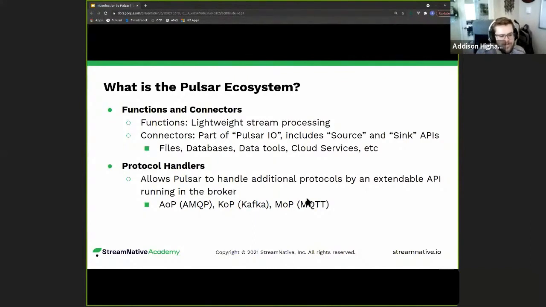So functions, once again, they're lightweight stream processing. We'll talk about what that means in a minute. But there's also connectors that allow you to connect to things like databases, files, cloud services, et cetera.